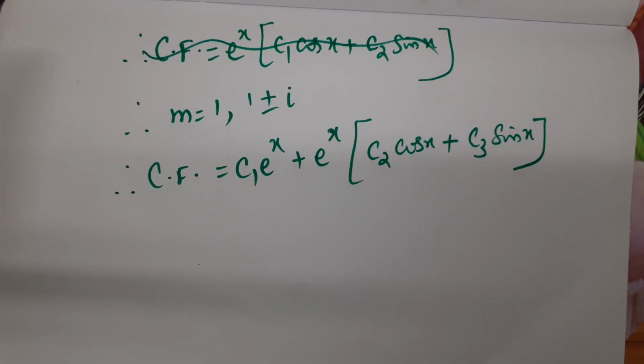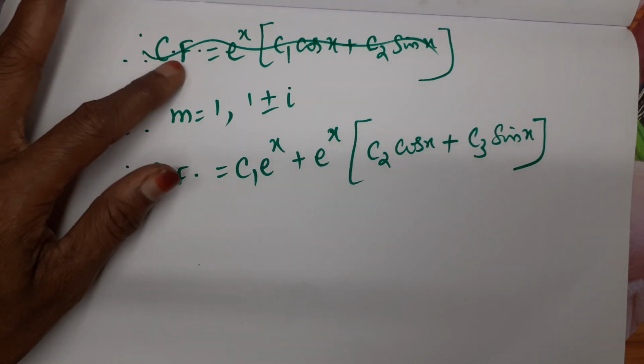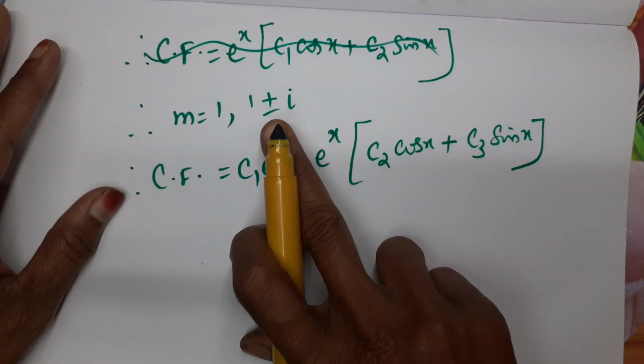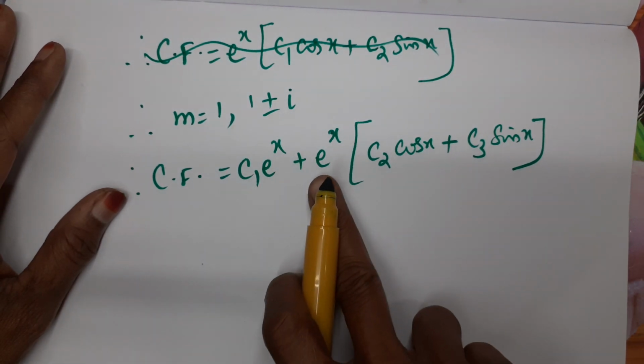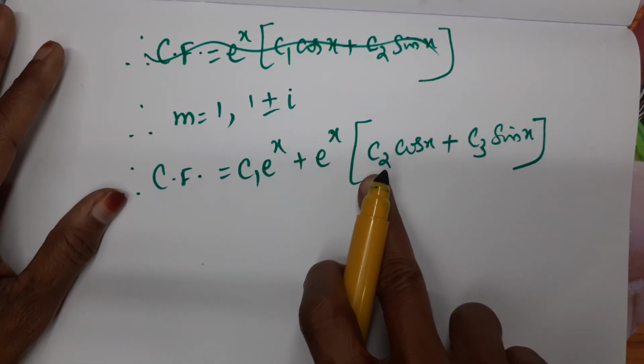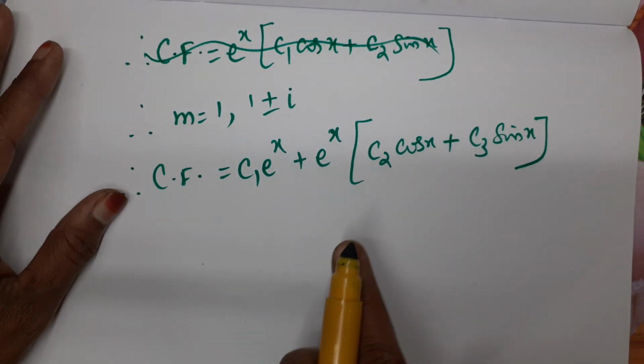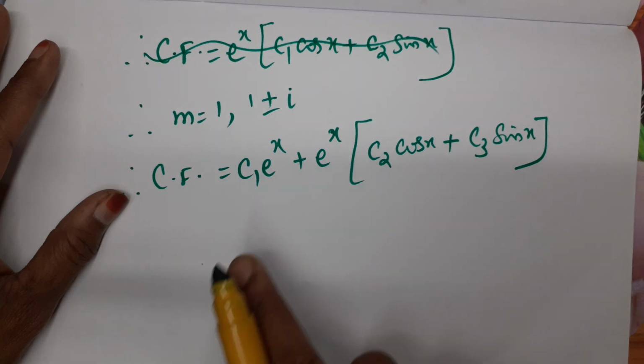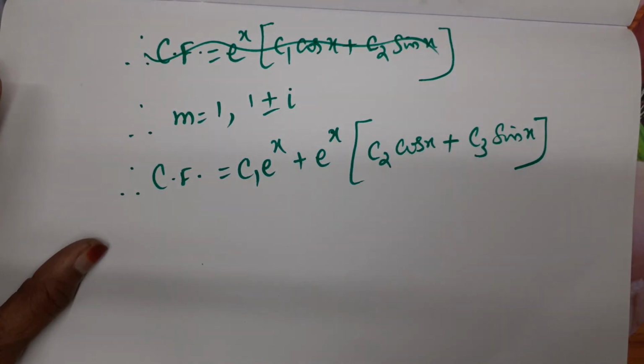So we got three m values. m is 1 and the other two values are 1 plus or minus i. So we have to write CF. CF is equal to C1 e power the first root. Since it is one root, it is 1 into x, plus the imaginary root, alpha is 1, beta is 1: e power alpha x, that is e power 1x, into C2 cos beta x, cos into 1x, plus C3 sin into 1x. So this is my CF.